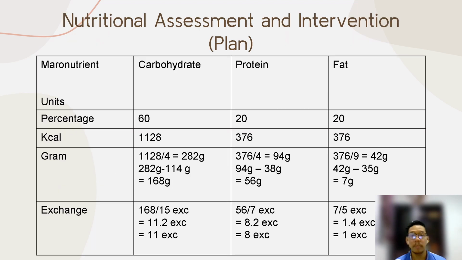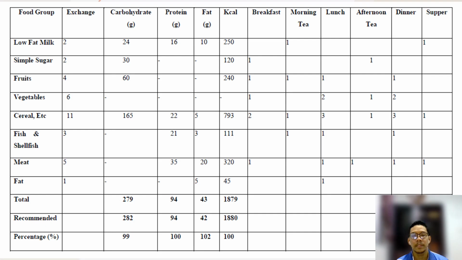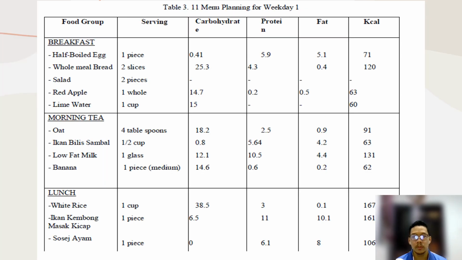Over here we can see the plan for the menu planning. For the percentage of carbohydrate, protein and fat, carbohydrate gets 60%, protein gets 20% and fat gets 20%. As for the exchanges, the carbohydrate has 11 exchanges, protein has 8 exchanges and fat has 1 exchange. So over here we can see the exchange table for Mrs. Y's menu planning.